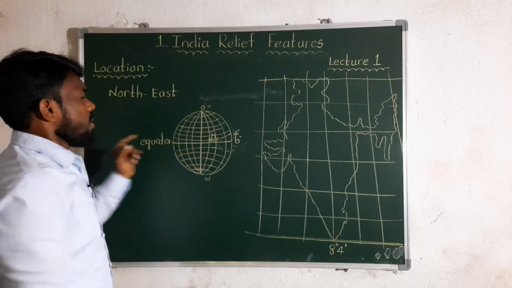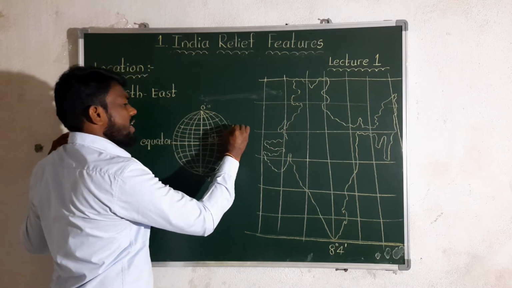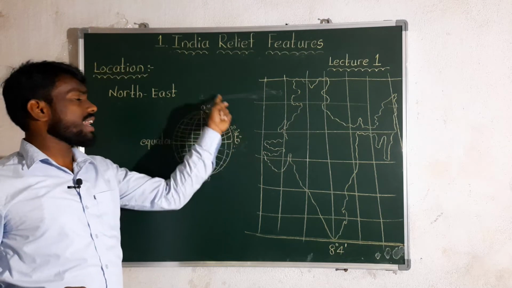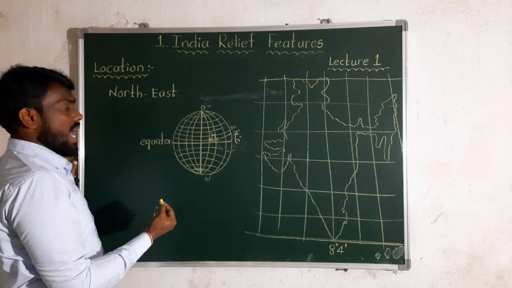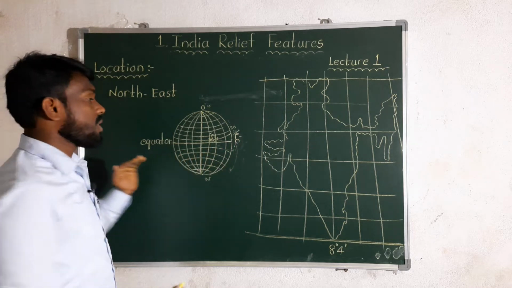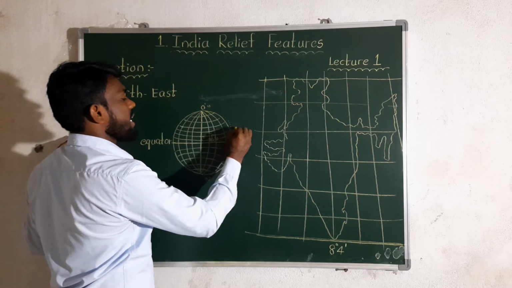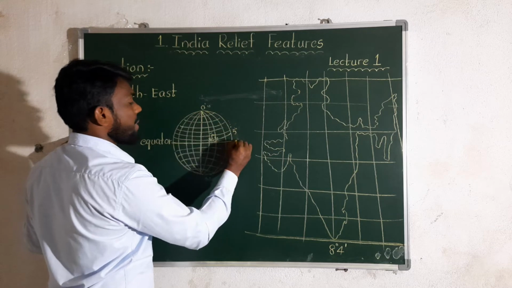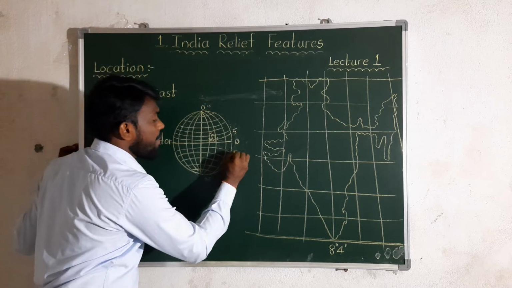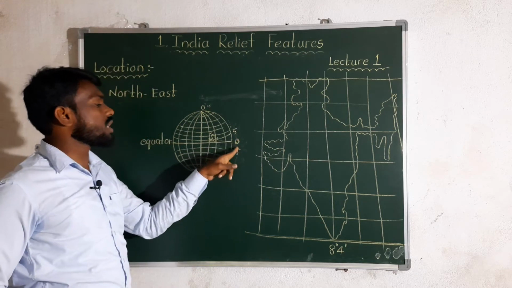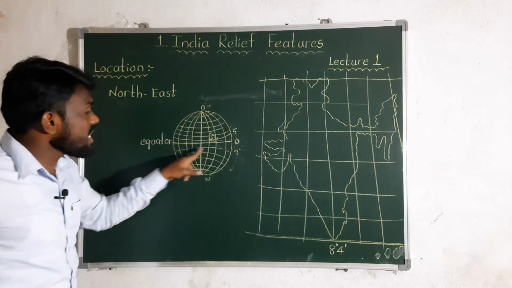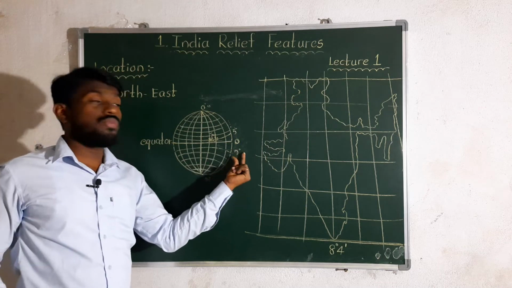Here, for example, 20 degrees, like 1 degree, 2 degrees, 3 degrees. In the northern hemisphere the latitudes were given, and in the southern hemisphere also the latitudes were given. For example, here 5 degrees latitude, because it starts from 0 degrees up to 90 degrees. At the same time, in the southern hemisphere we can get 1, 2, 3, like 5 degrees. This is a latitude having a range of 5 degrees, and this is also a latitude having a range of 5 degrees.